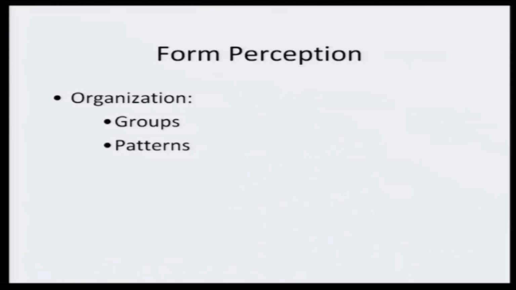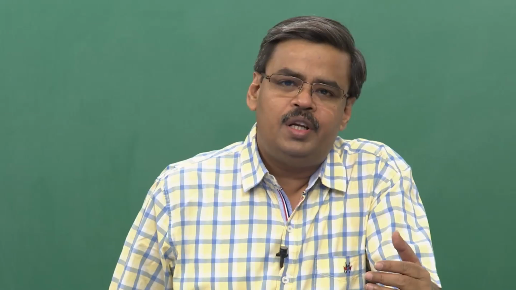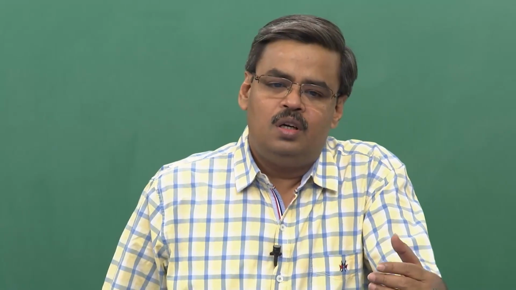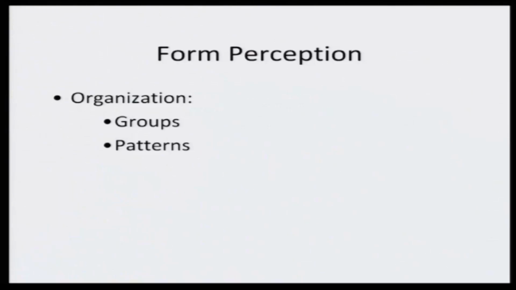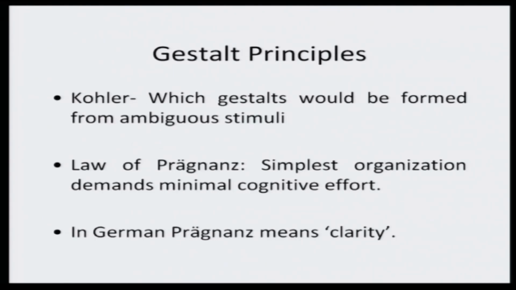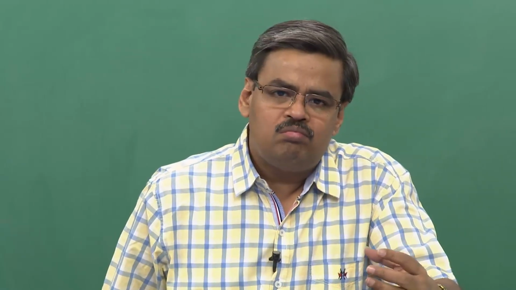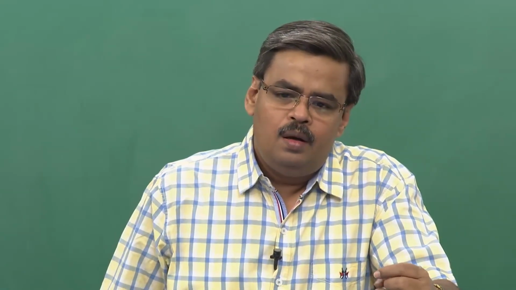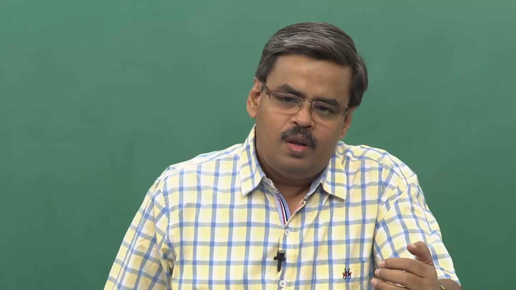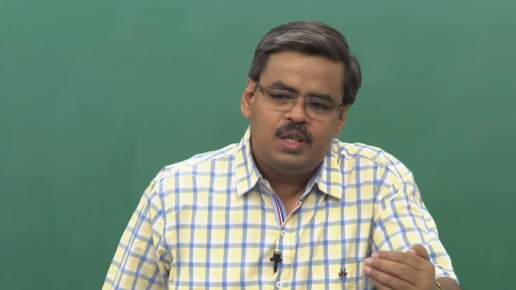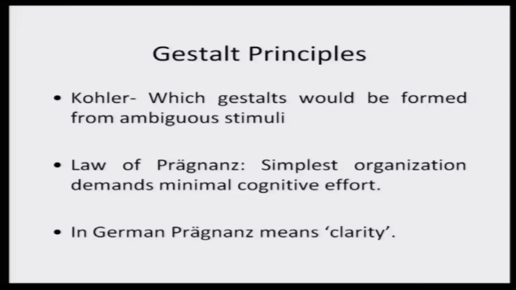So, today we would be talking about form perception, wherein we would try to emphasize the organization of form, how groups and patterns emerge. And in this context, we would be talking about the Gestalt principles. Gestalt basically means whole, complete. According to Kohler, Gestalt would be basically formed from ambiguous stimuli.